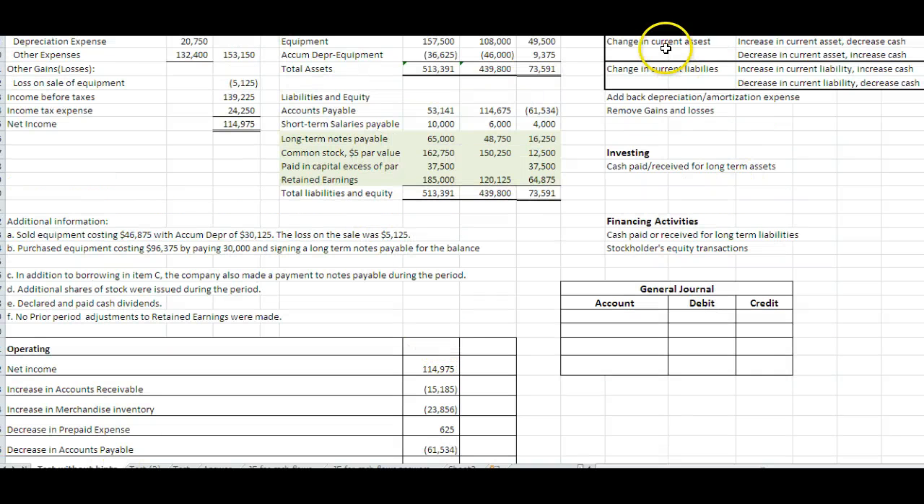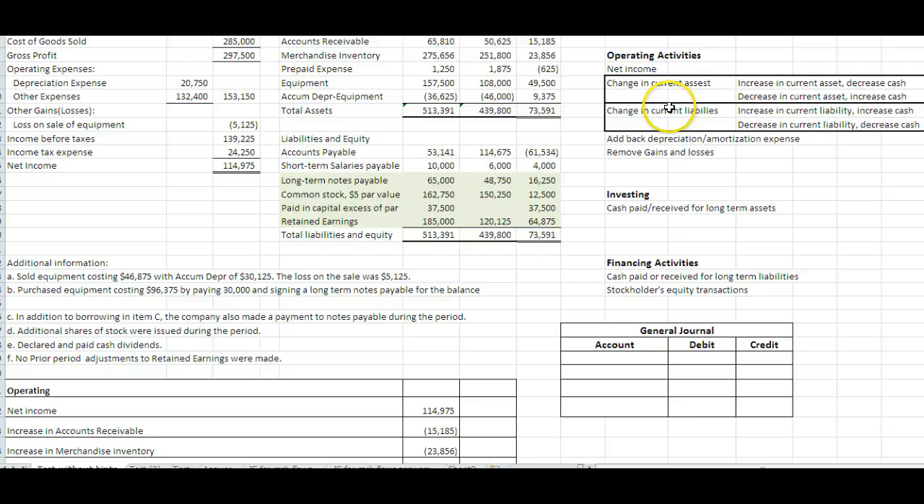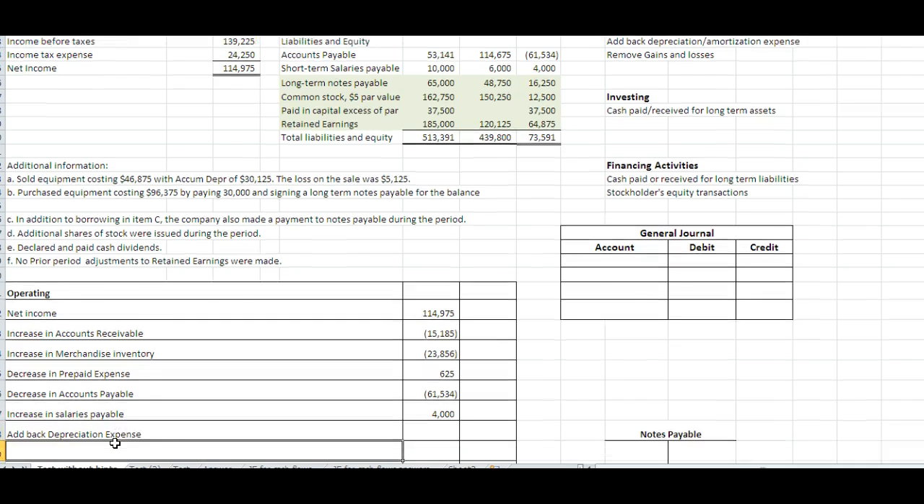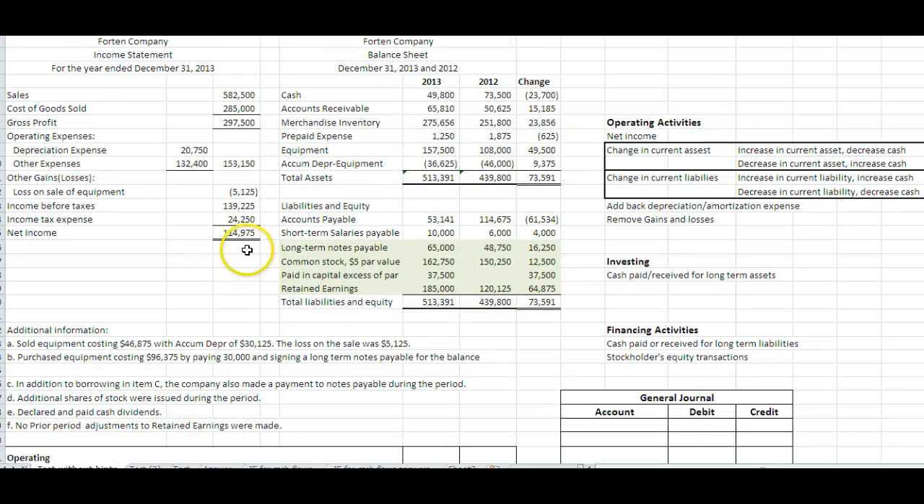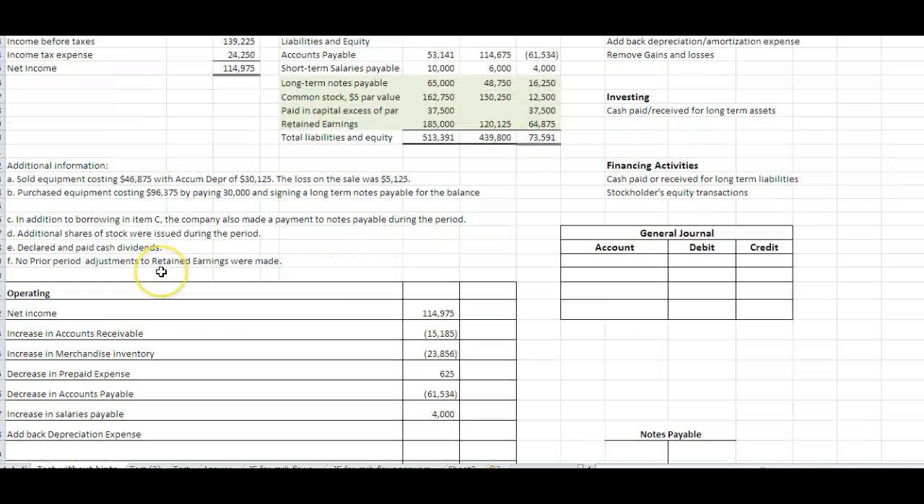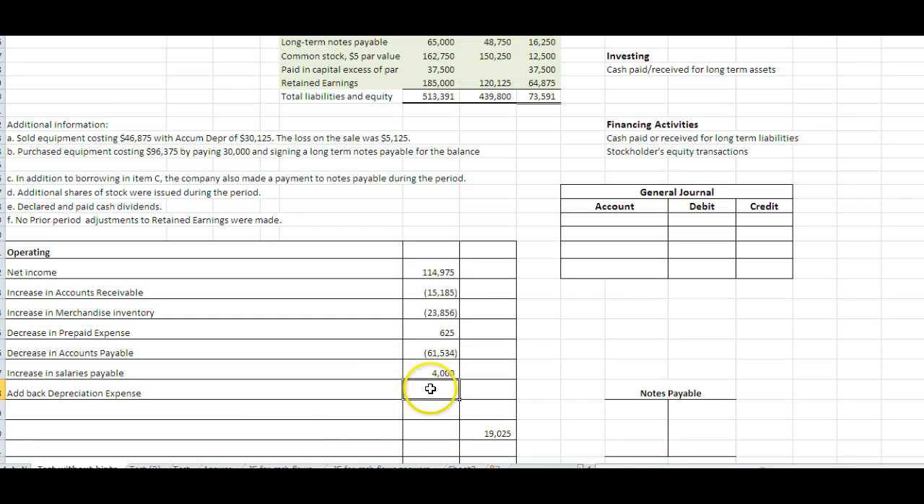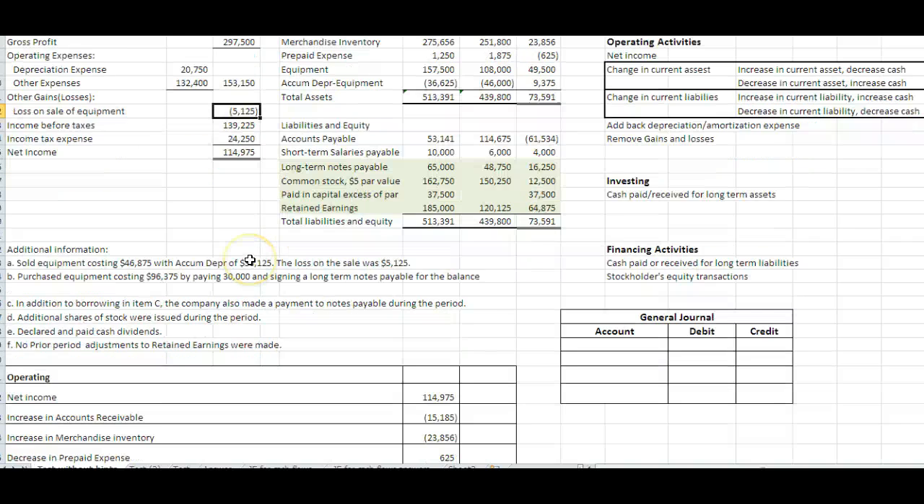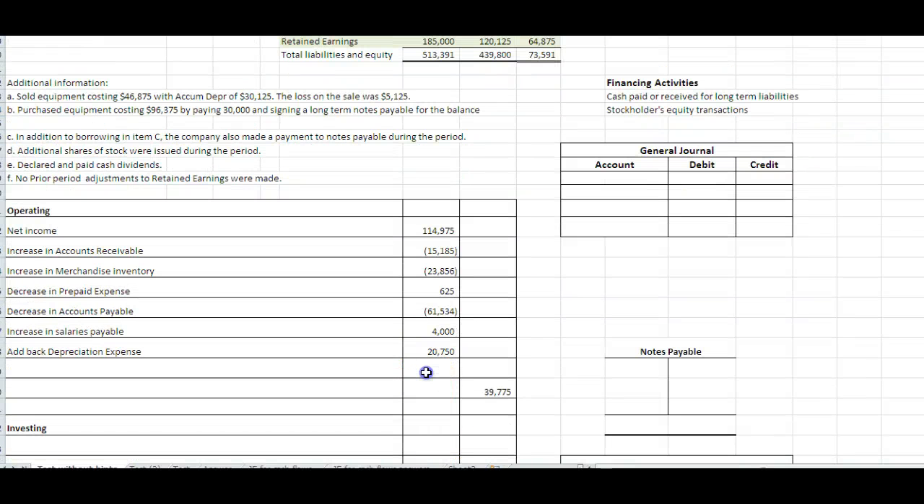So next what I do, I've done my net income, I've done my change in current assets, I've done my change in current liabilities. Next I'll add back depreciation and remove gains and losses. So I'm going to say add back depreciation expense, and I just want this period's depreciation expense because that's all that came out of my net income is this period. So I want to say plus 20,750. I need to remove the gains or losses that were, in this case, subtracted as a loss out of this period, so I'm going to add back 5125.